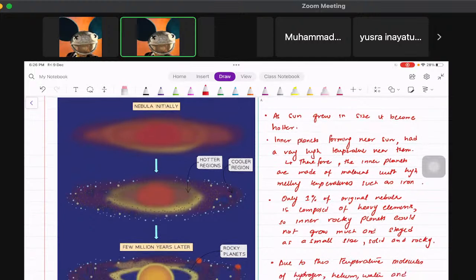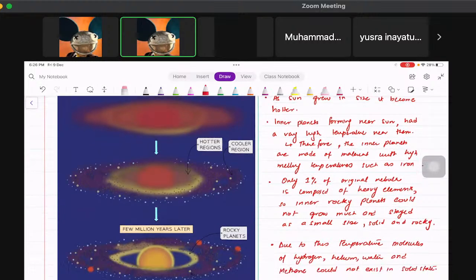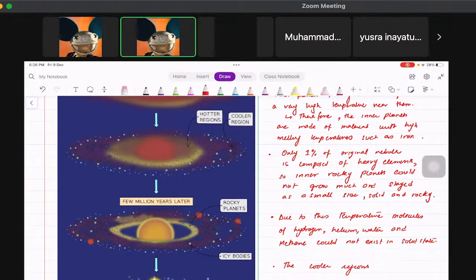Now, the cooler regions, which are considerably far away, were further away from the Sun, and the temperature was low enough for the light molecules to exist in a solid state.